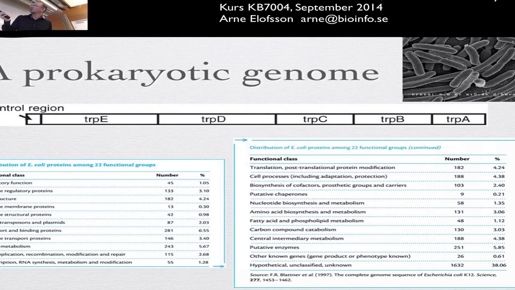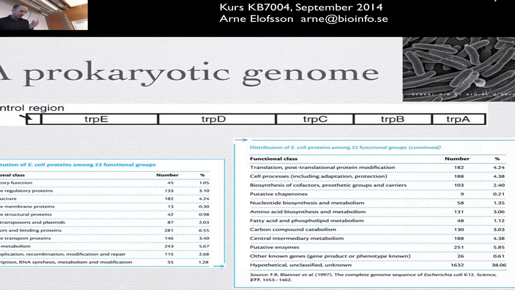In this case, it's something done with tryptophan synthetase. So it's tryptophan synthesis, with proteins A, D, C, B, A. They're all regulated. So if you need to make tryptophan, you need all these genes, so it's convenient to have one coding region there. So you can find things next to each other.